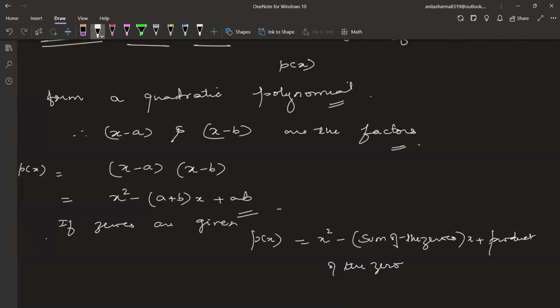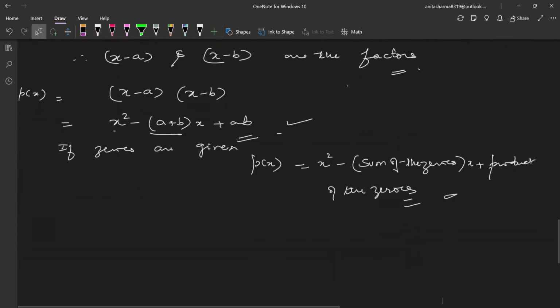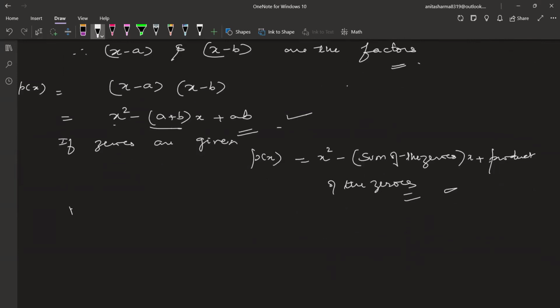Understood, children? See here, we have two zeros, right? x is equal to a and x is equal to b. So we have formed a polynomial x square minus (a plus b) into x plus ab. Understood this thing? Yes, ma'am. Okay.